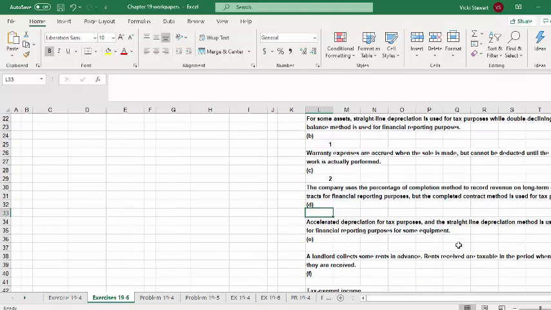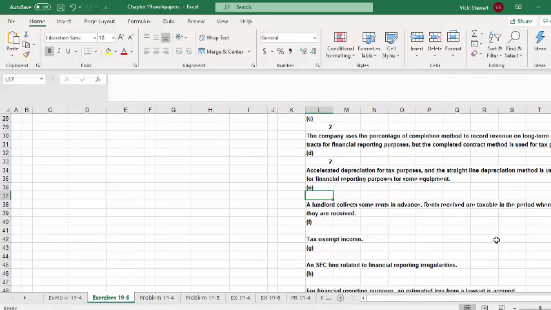D states accelerated depreciation is used for tax purposes and the straight line method is used for financial reporting purposes for some equipment. So when this occurs, an accelerated depreciation method used for tax purposes, when straight line is used for financial, that will result in less deductions in the future or a deferred tax liability, which is 2.